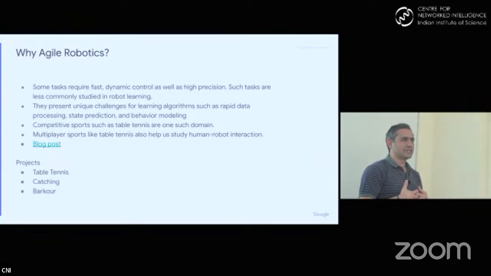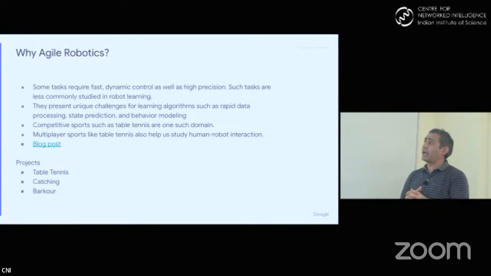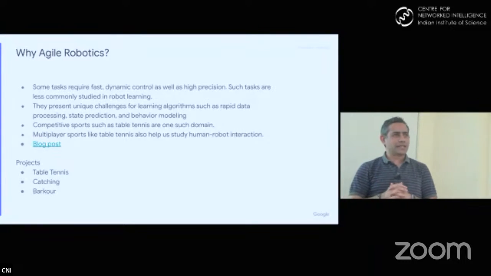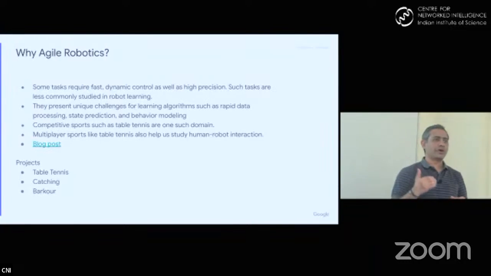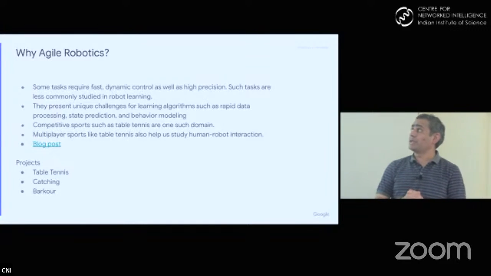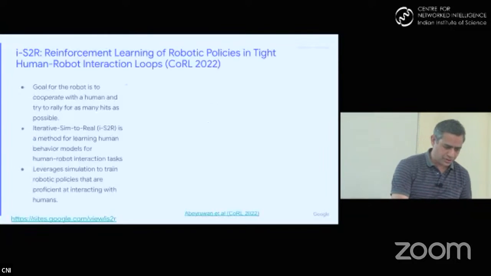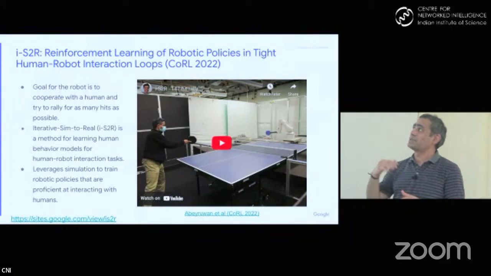So we are investing some energy into agile domains, and we are looking at a few projects such as table tennis, catching, and parkour. And the idea is that this really pushes the limits of our control algorithms to the point where we can actually start making good guarantees on a controller so that we can actually work at speed.